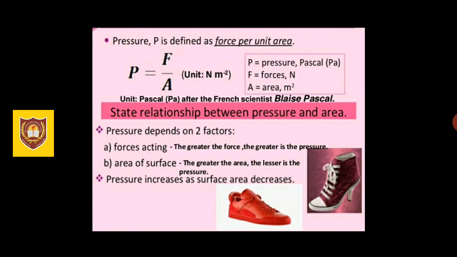The formula for the pressure, that how it is related with the force and area. Pressure P is equals to force F divided by area A. So pressure is equals to force upon area. Let's understand the SI unit of pressure. SI unit of force is Newton, area is meter square, so its unit is Newton per meter square. SI unit of pressure is Newton per meter square.